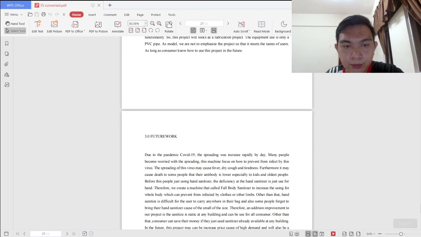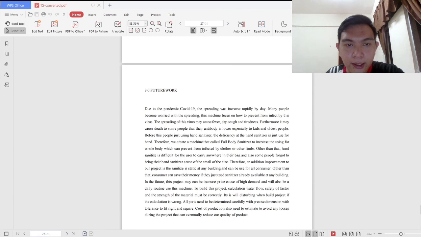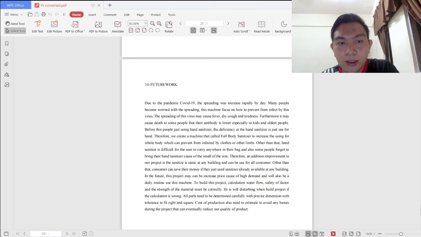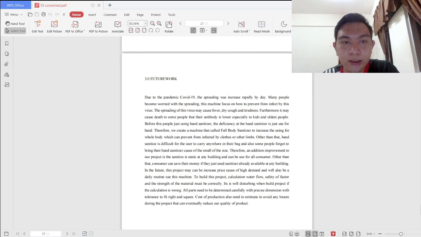And for the future work, as you see, COVID-19 is now a world pandemic and currently still has the highest cases during this year 2021. So we build this project to lower the spread. As for sanitizing, hand sanitizer is less efficient than full body sanitizing.